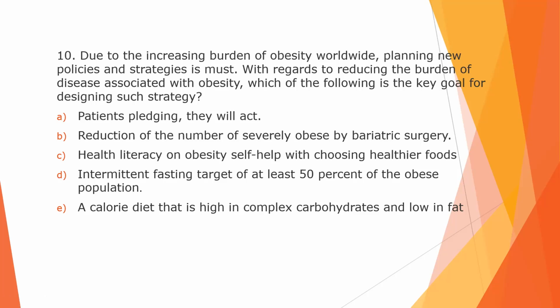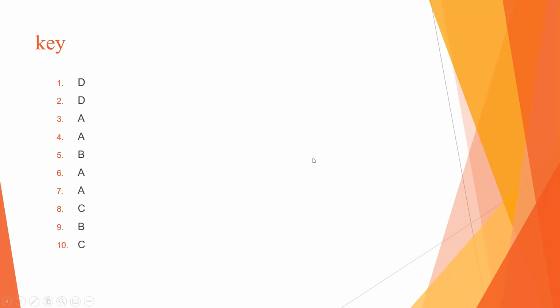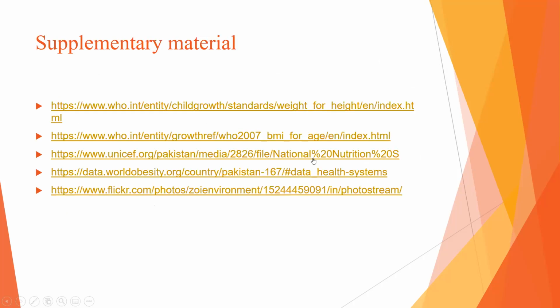C, Charlie. C is the right answer. Health literacy on obesity, Charlie. Self-help with choosing healthier foods is the right answer. This is the key. These are some of the supplementary material.